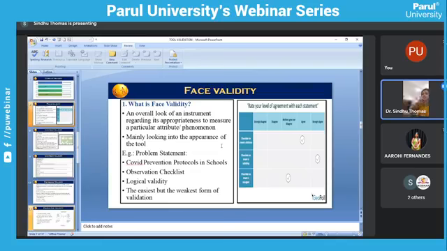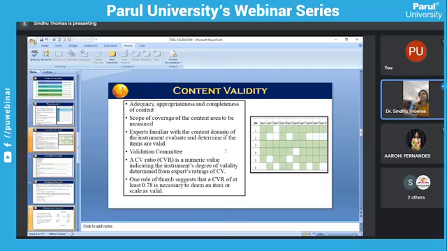Coming to face validity, it is very clear: the expert is able to understand the tool that I developed. It can be a rating scale, a Likert scale, or a questionnaire. Are the questions or the tool appropriate to the objectives or the problem statement? As I already mentioned, it is easiest but weakest. The second one is content validity.